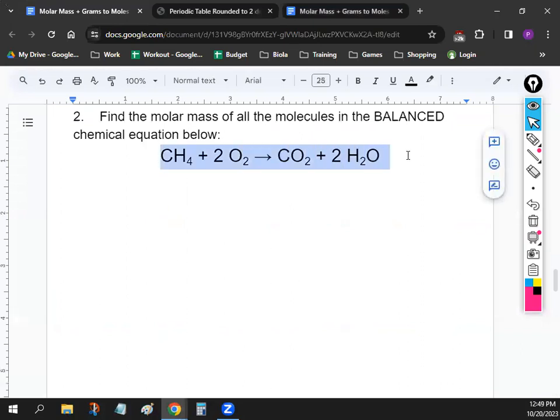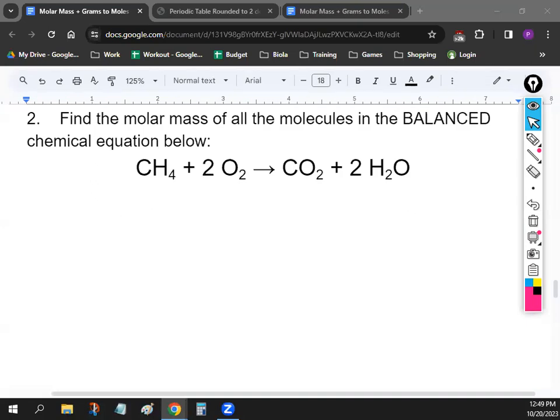But take a minute to copy this down. And then I'm going to start going over how to find the molar mass of all the molecules in there. Okay, so if you guys take a look at this equation, you should see that there are 4 different molecules, right? The first molecule is this one right here.